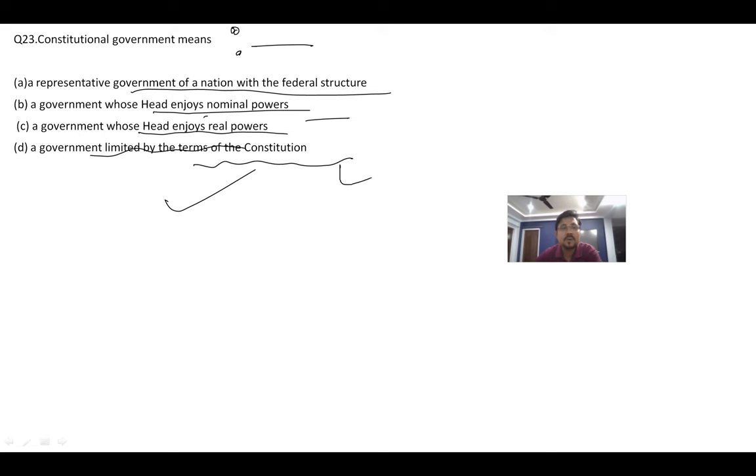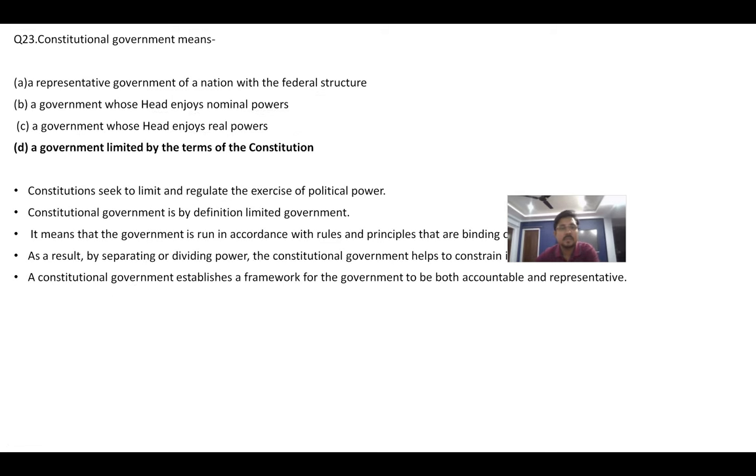Next question, 23. A representative government of a nation, constitutional government means: a representative government of a nation with federal structure, a government whose head enjoys nominal powers, a government whose head enjoys real powers, a government limited by the terms of the constitution. So option D is correct.